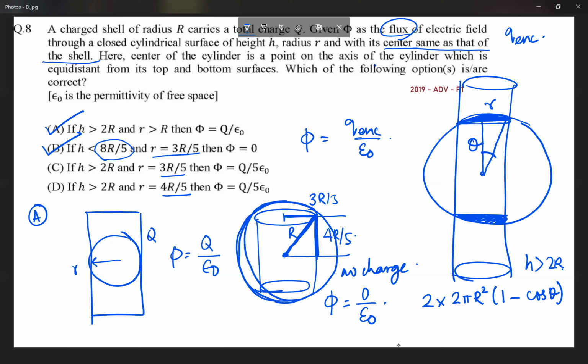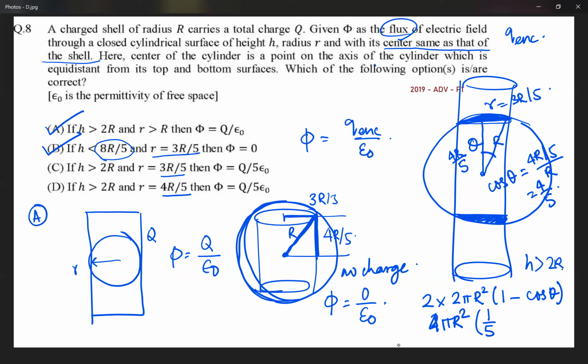So if you put small r equal to 3R by 5, what is the value of cos theta? This is R. And this is equal to 3R divided by 5. So this vertical value is equal to 4R divided by 5. So we can say that cos theta is equal to base by hypotenuse. So what is the base? Base is equal to 4R by 5. The hypotenuse is equal to R. So cos theta is equal to 4 divided by 5. So if you put that over here, you get the area is equal to 4 pi R square into 1 minus 4 by 5, which is just equal to 1 by 5.